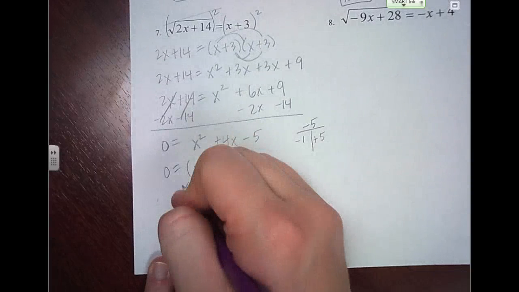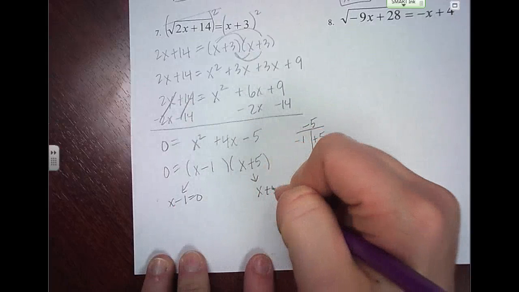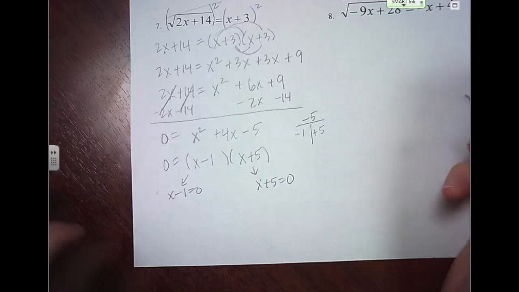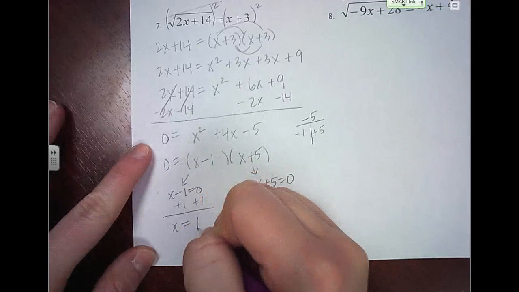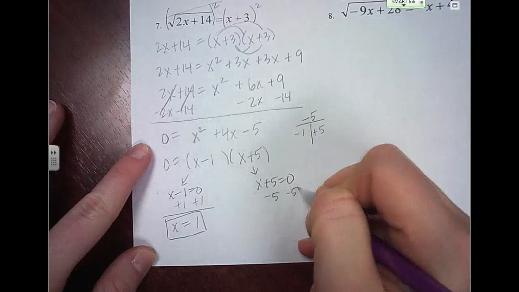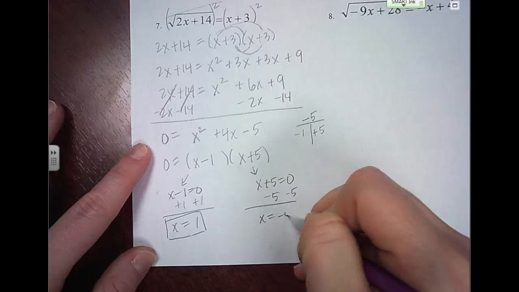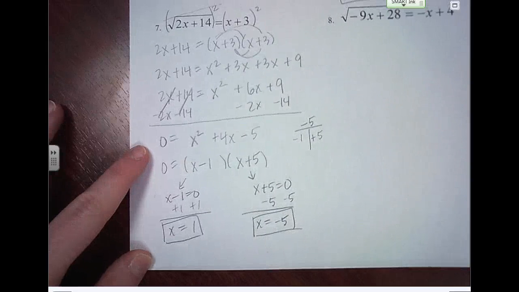So split it up. X minus 1 equals 0. X plus 5 equals 0. Add the 1 over. So x equals 1. And subtract the 5 over. X equals negative 5. So let's check those.